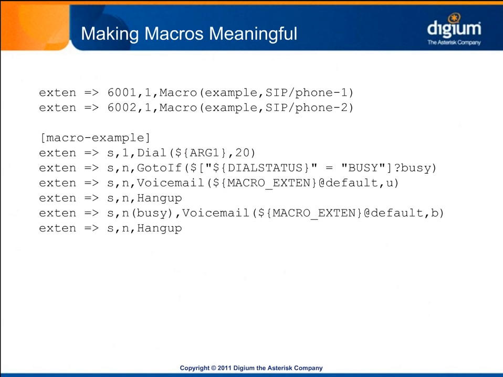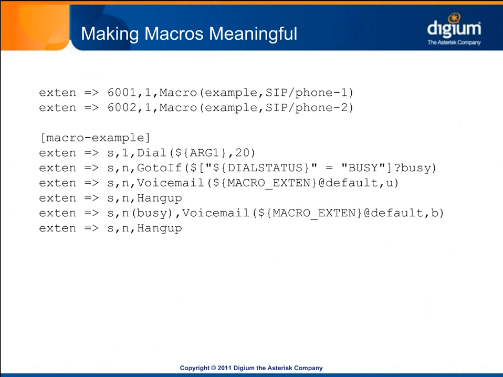Here we call the macro with the additional argument of the SIP device that was originally associated with the extension that now calls a macro. Inside the macro, we look at the ARG1 variable to know which SIP device to dial, and we use the MACRO_EXTEN variable to know which mailbox to use. Now our macro is complete.